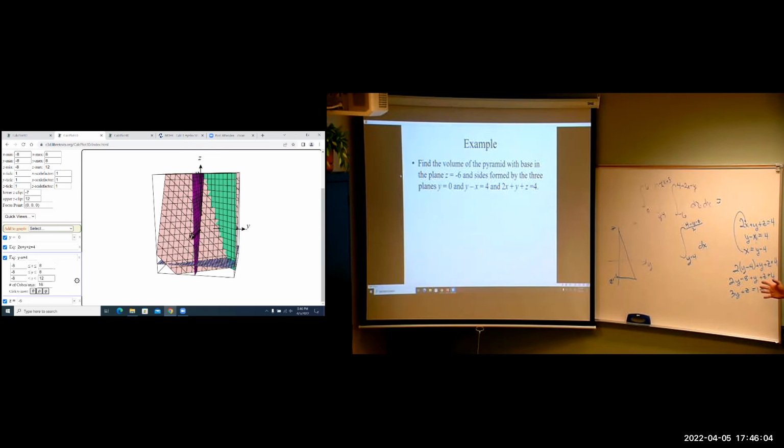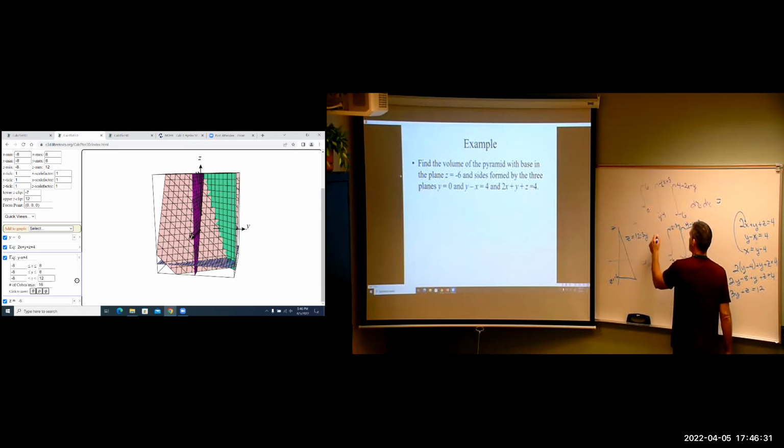Well, the way I have it set up, we could do z next. And this one could be done in either order based off of our shape. So z equals 12 minus 3y. So we can go from -6 up to 12 minus 3y in the z direction. So the last thing we have is what we're doing in the y.